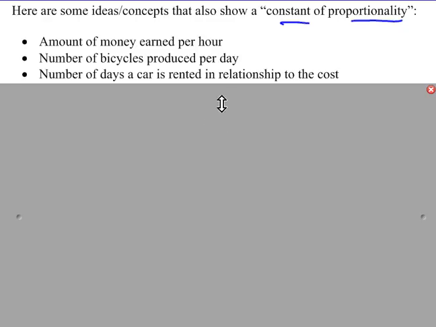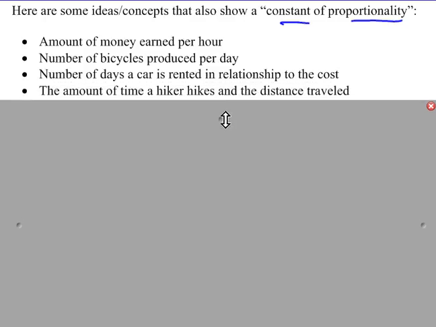And then it goes on from there that it's $25 a day for 1 day, $50 for 2 days, $75 for 3 days. And the amount of time a hiker hikes and the distance traveled, there's another example of what that would be as well, showing the proportionality. If he doesn't hike, he doesn't travel anywhere. So 0, 0. In that constant, let's say he travels every 3 hours, he travels 6 miles. And then that would be his rate. Okay? Now, what do all of these ideas have in common?